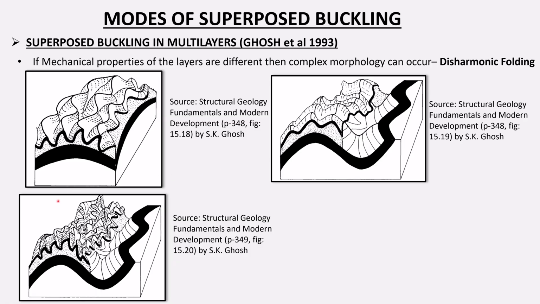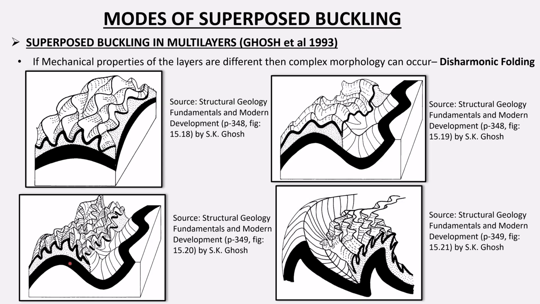The next one, you can see here, the more competent thin layer is folded in the third mode, and the thick layer is folded in the second mode of folding. If we move forward, this type of folding can occur where the more competent thin layer is buckled to follow the fourth mode, and the thick layer is buckled to follow the third type of folding.